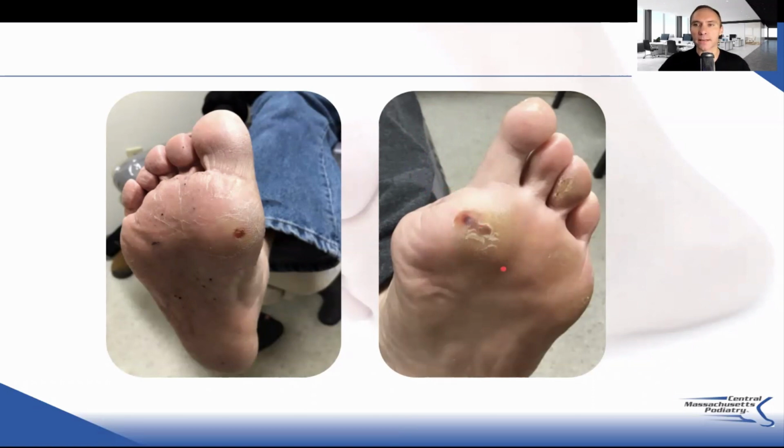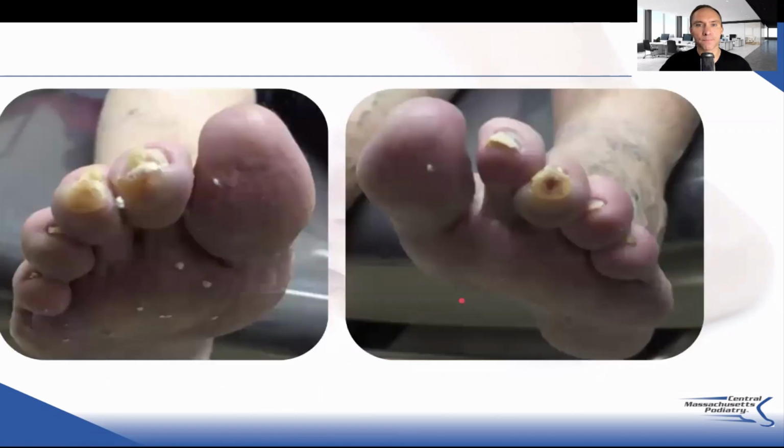The best way of treating this is frequent care of trimming of that callus or that pre-ulcerative lesion, and then either custom orthotics or diabetic shoes can be helpful to take the pressure off of that area.